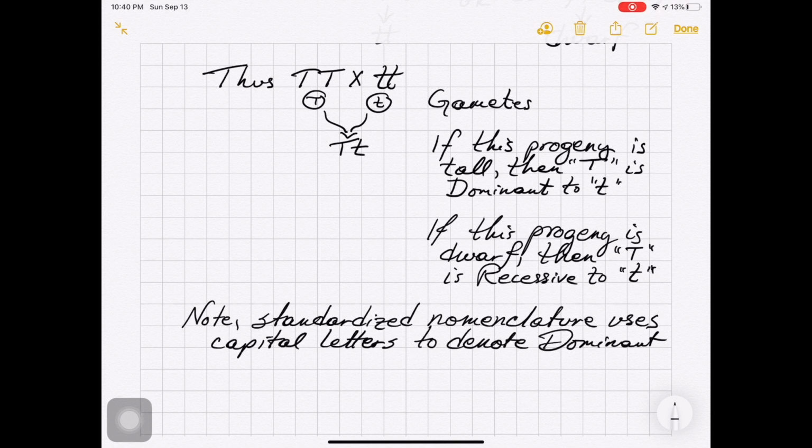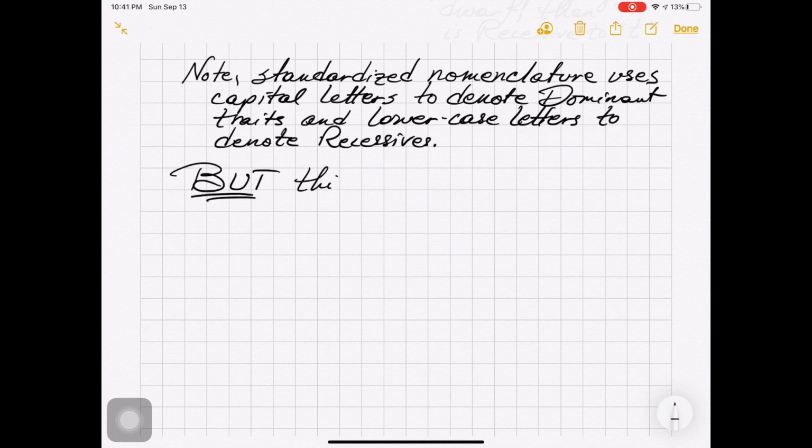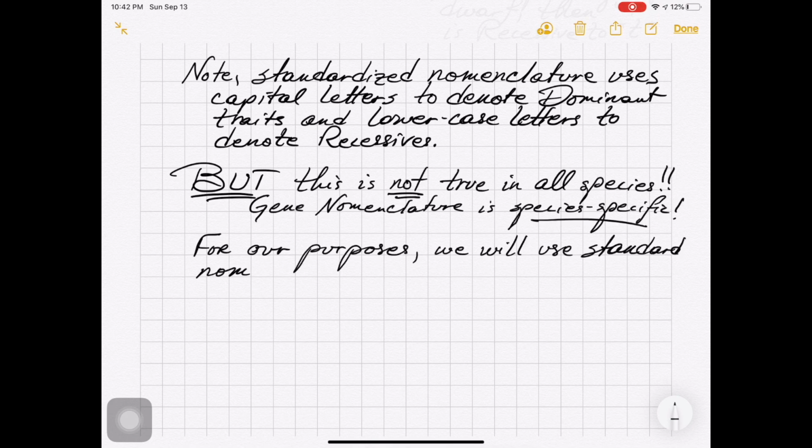Now note, this is using standardized nomenclature that uses capital letters to denote a dominant trait and lowercase letters to denote recessives. But this is not true in all species. Gene nomenclature is species specific. For our purposes, we will be using standard nomenclature.